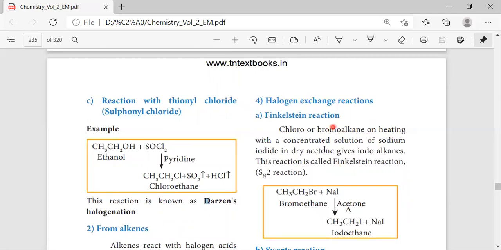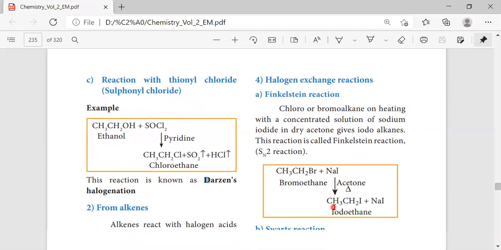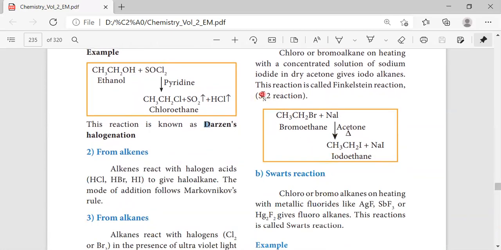Now comes the halogen exchange reaction. Here the first reaction is said to be Finkelstein reaction. Here what happens is that chloro or bromo alkane on heating with a concentrated solution of sodium iodide in the presence of dry acetone leads to form iodoethane, two carbons, so it is iodoethane, with elimination of sodium chloride or bromide. And here this reaction is said to be Finkelstein reaction and it takes place by SN2. The SN2 means substitution nucleophilic bimolecular reaction.